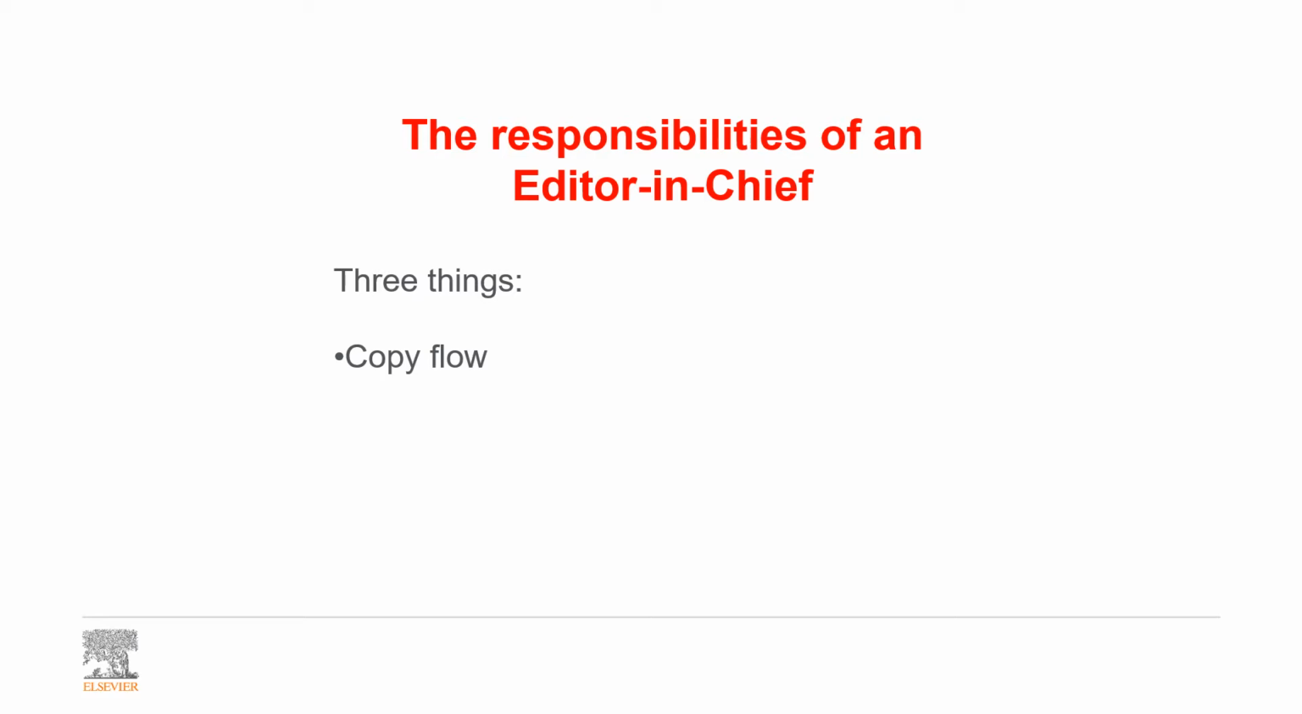So I'm going to look first of all at copy flow. Then I'm going to look at the quality of the articles and the kind of things that you, as an editor-in-chief, along with your publisher, can do to ensure that articles are published and that they're published of the highest possible quality. And then finally, under this section, I'm going to look at ways of promoting your journal.